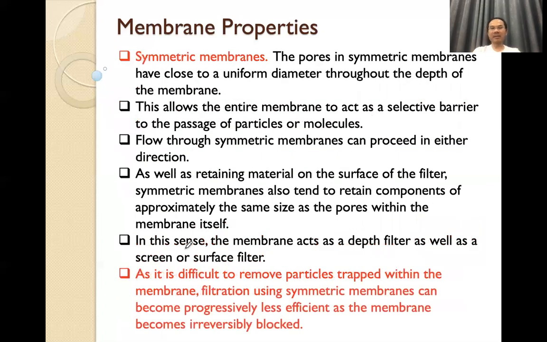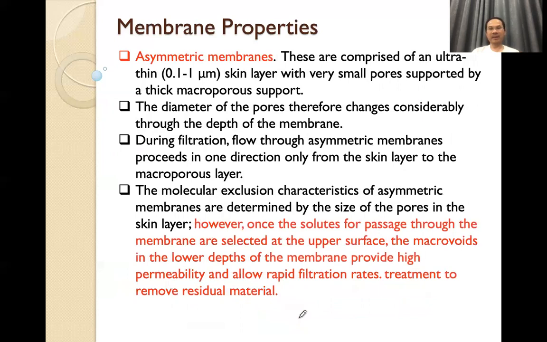Going back to the symmetric membrane, the pore size is a uniform diameter. For this case, it is difficult to remove particles trapped within the membrane. Filtration using a symmetric membrane can become progressively less effective as the membrane becomes irreversibly blocked, as I talked about already. In an asymmetric membrane, the solute passing through the membrane is selected at the upper surface. Micropores in the lower depth of the membrane provide high permeability and allow rapid filtration.